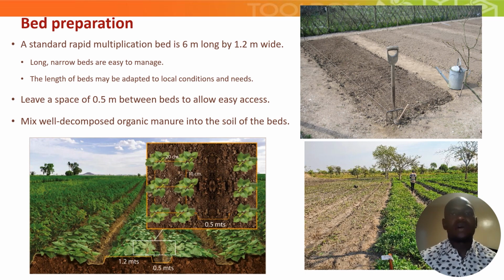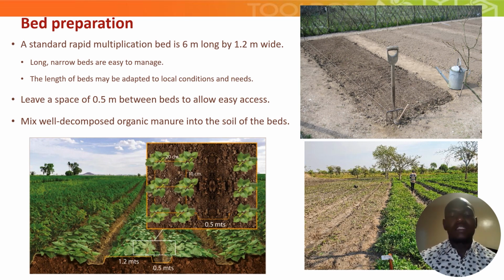The next step after site selection, you do land preparation, and then you go to bed preparation. For rapid multiplication, we recommend narrow beds that are 1.2 meters wide and 6 meters long. These are very easy to manage. So you leave a space of 0.5 meters between the beds, as is shown on the photo there on the left side.